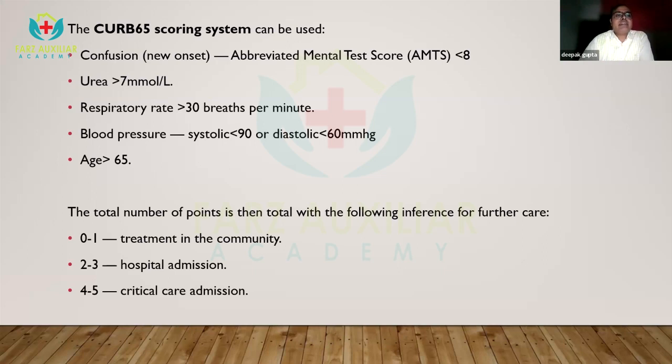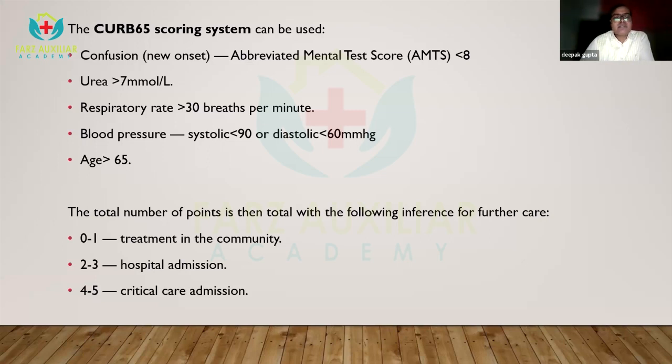It includes five factors: confusion with an abbreviated mental test score of less than 8, urea more than 7 millimoles per liter, respiratory rate more than 30 breaths per minute, blood pressure systolic less than 90 or diastolic less than 60, and age more than 65. Now you have to see the total points, and the inference is drawn from that. If only 0 to 1 points, then treatment in the community. If 2 to 3 points, it requires hospital admission, and if 4 to 5 points, it requires critical care admission.